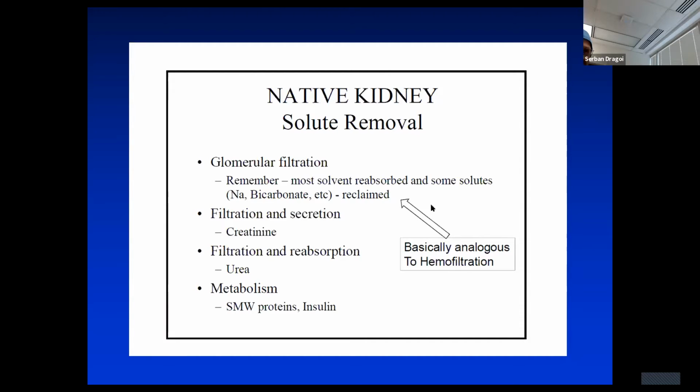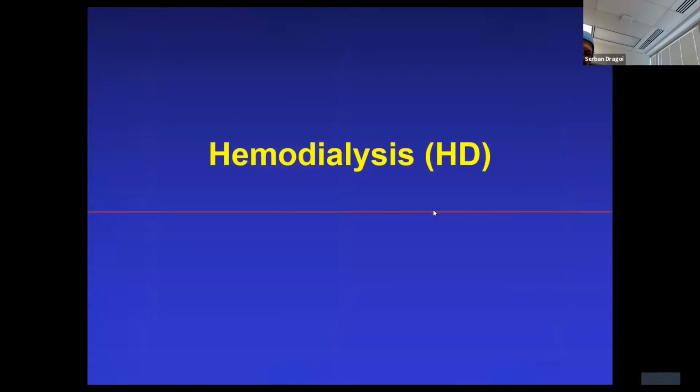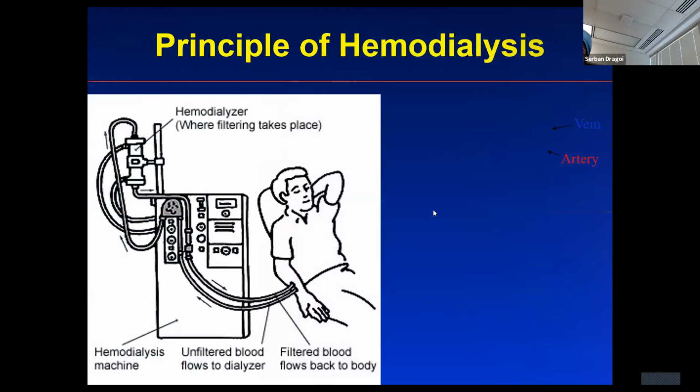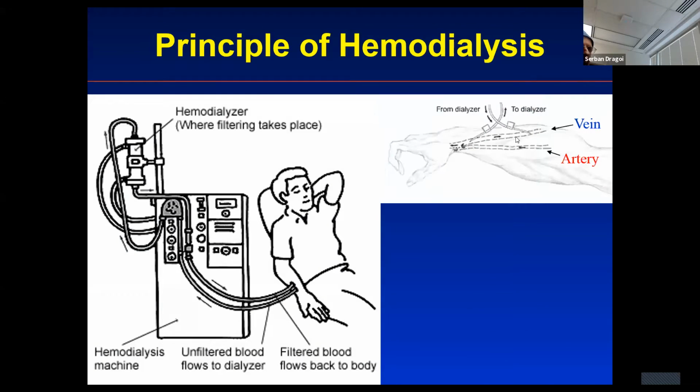So same idea, we're trying to copy, it's a plagiarism that we're trying to do of a very, very ingenious, naturally occurring system. So the next idea is to cover a little bit of hemodialysis. We can see here a hemodialysis apparatus with the hemodialyzer where the filtering takes place. There will be an arterial and a venous line. And you can see here how the cannulas usually go facing away from each other to minimize recirculation. And this is the direction to the dialyzer, from the dialyzer and connecting to the apparatus.